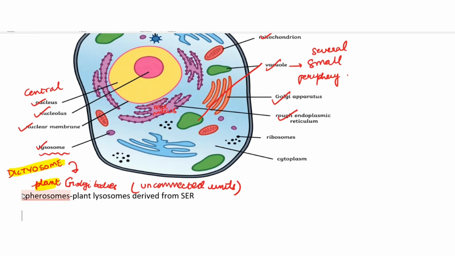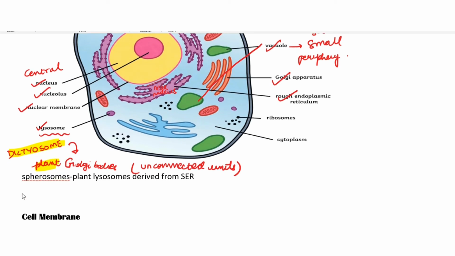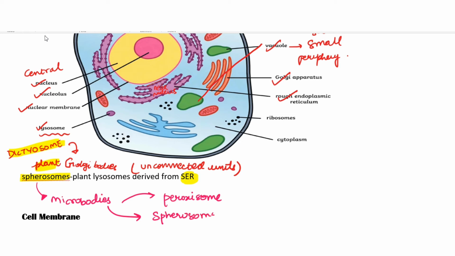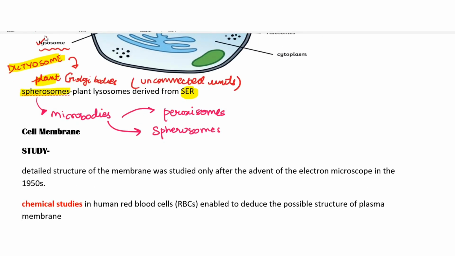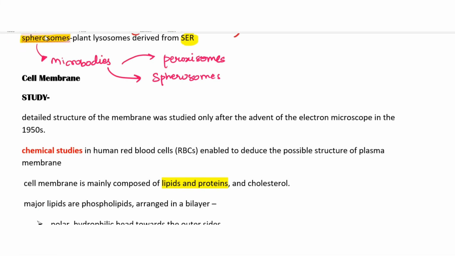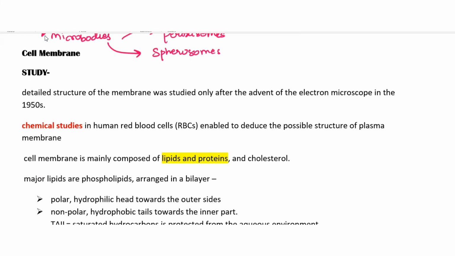Spherosomes are a part of microbodies. Microbodies include peroxisomes, spherosomes, and glyoxysomes. These three comprise the microbodies. Okay, so we were talking about cell membrane, which is common to both plant cells and animal cells. We also saw that cell membrane of prokaryotes and eukaryotes are structurally similar.